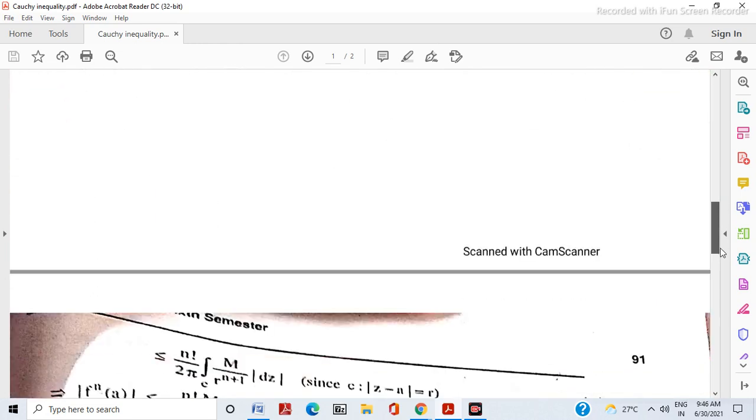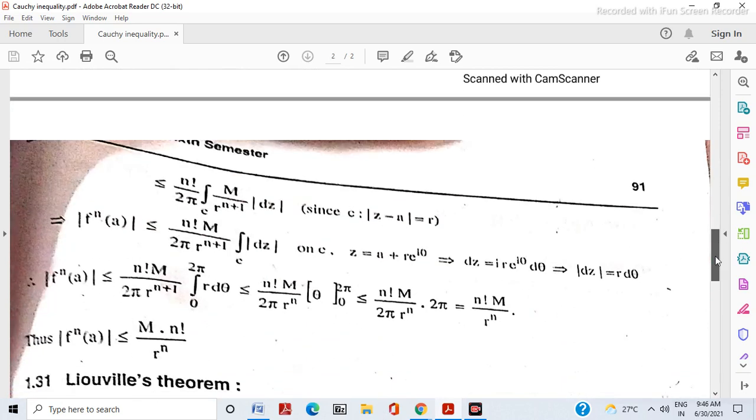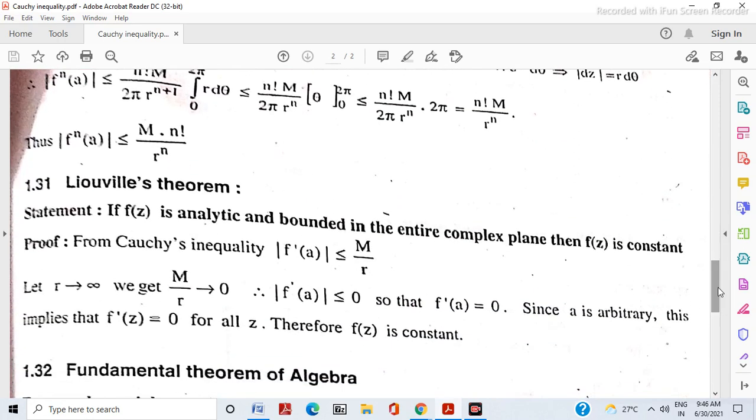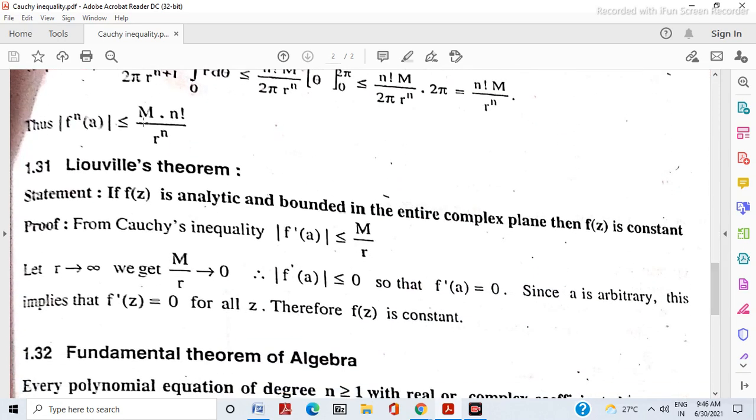But here we take that in particular n equal to 1. N equal to 1 means what you get here? Modulus of f dash a less than or equal to m into 1 factorial by r power 1. Or modulus of f dash a, what we get it as? Less than or equal to m by r. It is what we assumed in Cauchy's inequality.